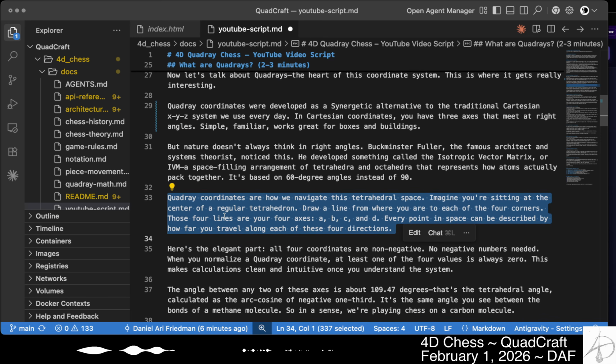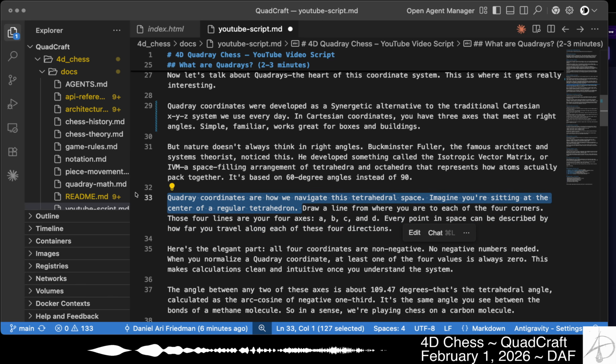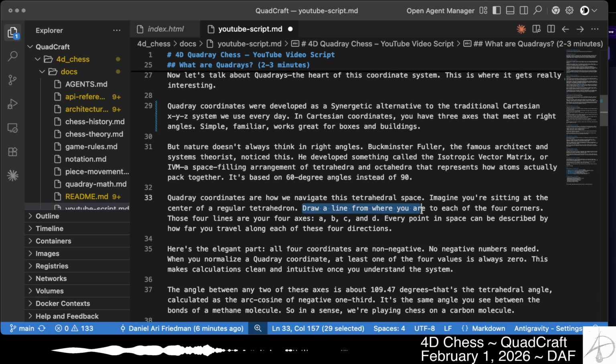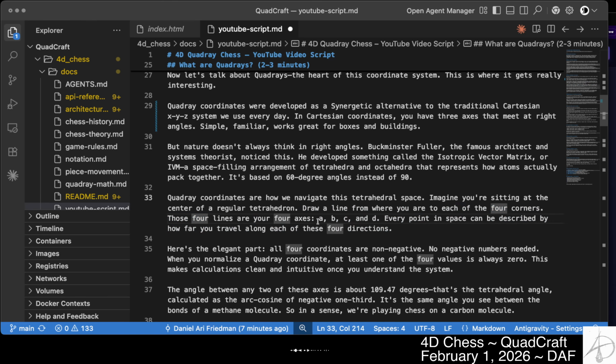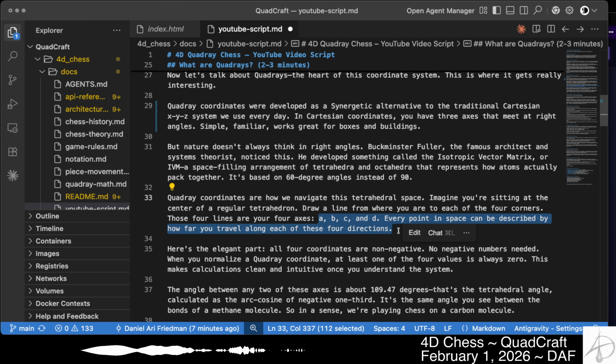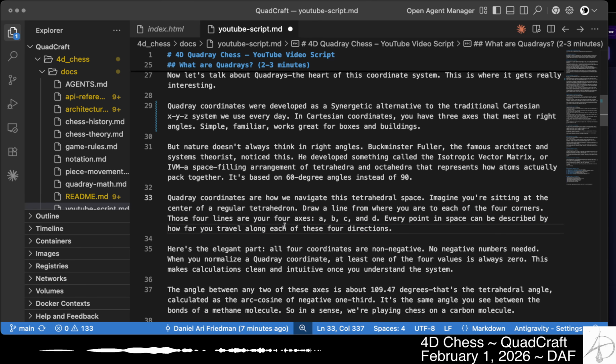Imagine you're sitting at the center of a regular tetrahedron. Or you can put your arms up into the sides and feet in a lunge position, and the origin is your center of gravity. Draw a line from where you are to each of the four corners. Those four lines are your four axes, A, B, C, and D. Every point in space can be described by how far you travel along each of those four directions.